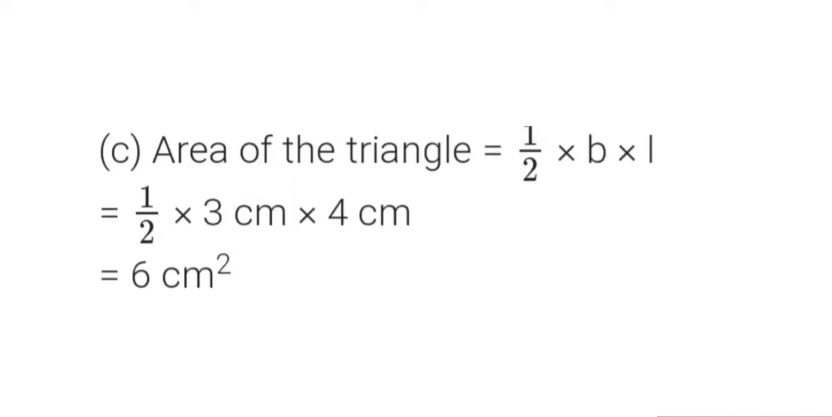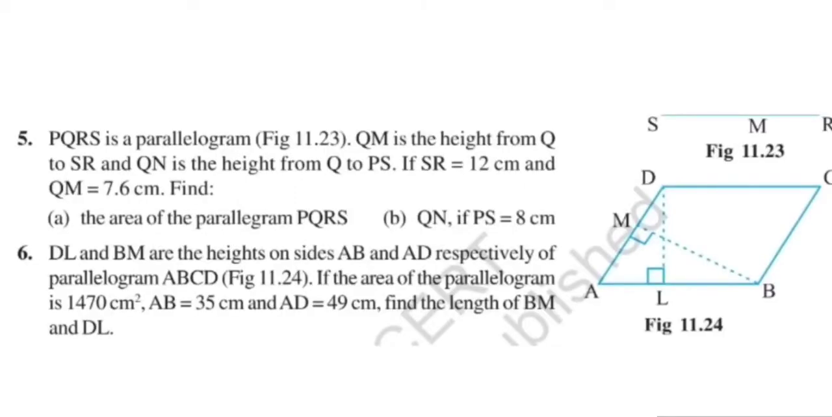Now scholars, see question number 5. PQRS is a parallelogram. QM is the height from Q to SR and QN is the height from Q to PS. If SR is equal to 12 centimeter and QM is equal to 7.6 centimeter, find number A, the area of the parallelogram PQRS, and number B, QN if PS is equal to 8 centimeter. Now let's see the solution.